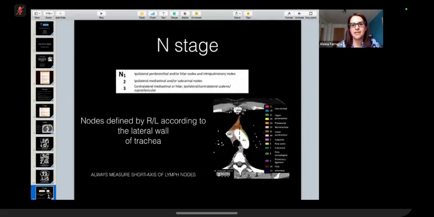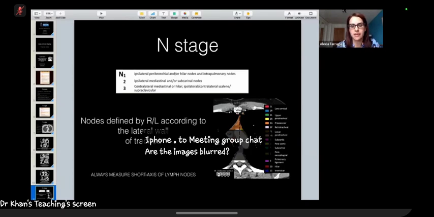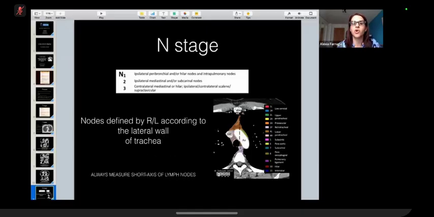We move on to the N stage, which is the nodal stage. So N1 refers to ipsilateral, peribronchial and/or hilar nodes and intrapulmonary nodes. An N2 tumor involves ipsilateral mediastinal and/or the subcarinal nodes, and N3 tumors involve the contralateral mediastinal or hilar, and the ipsilateral or contralateral scalene and supraclavicular lymph nodes.